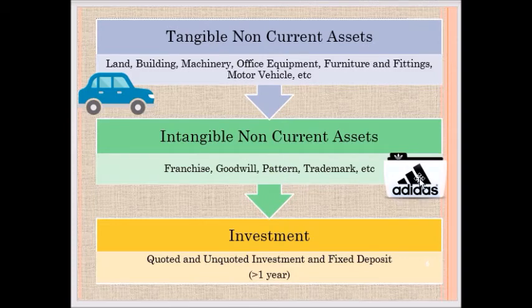So it's like this, Adidas. It's a brand that urges buyers to demand more of your product since you are well known. That's also an asset. Lastly, the non-current asset is investment. So it's a quoted or unquoted investment and fixed deposit. Next.